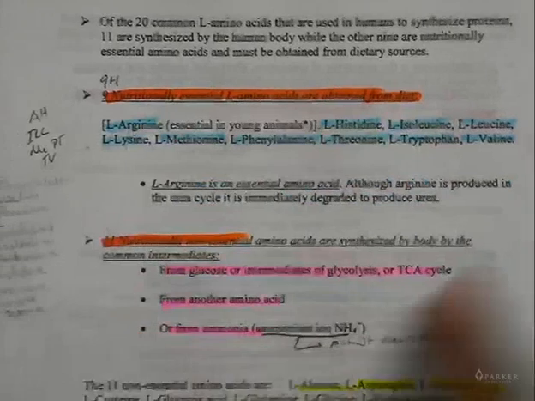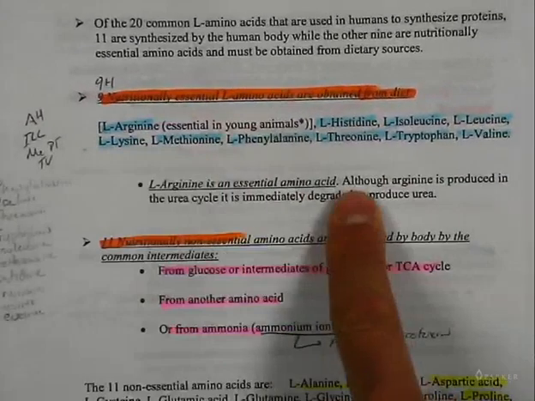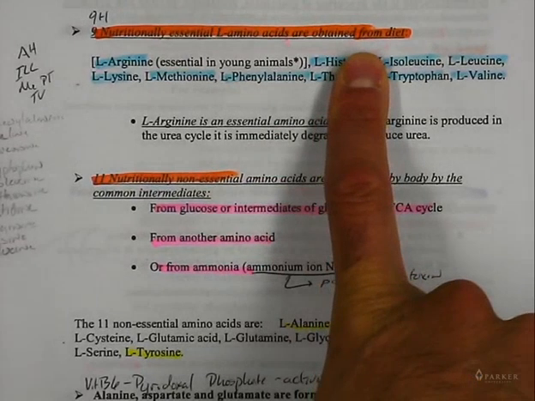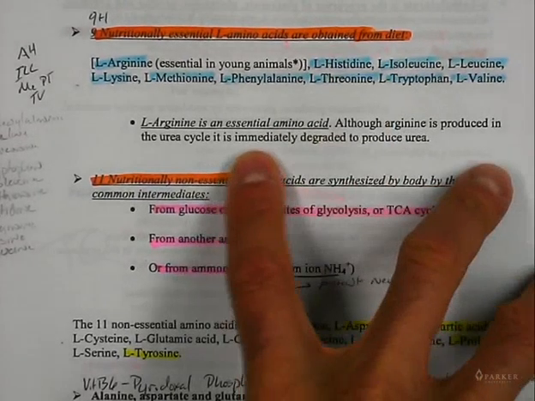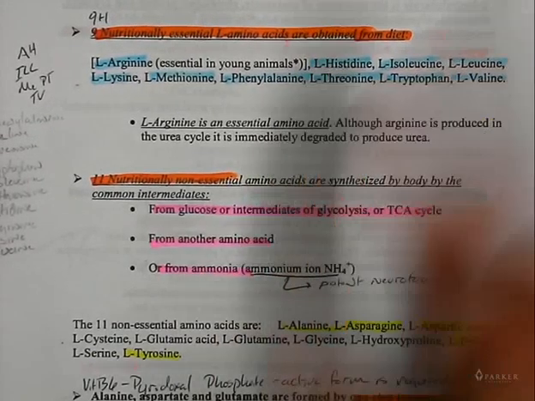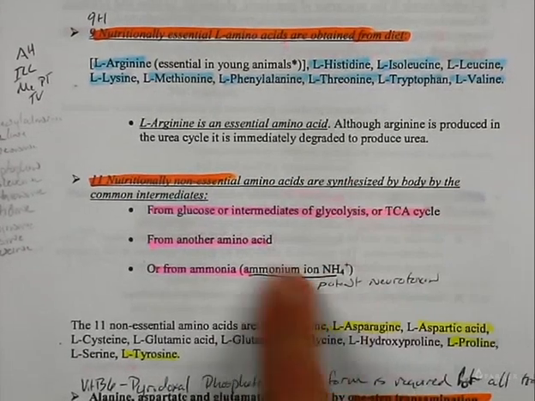Okay, so that's what your book says on page 67, your nutritionally essential amino acids are obtained from the diet. That's how all nutritionally essential things go. Arginine is an essential amino acid. Even though it's produced in the urea cycle, it's immediately degraded, so it's still nutritionally essential.